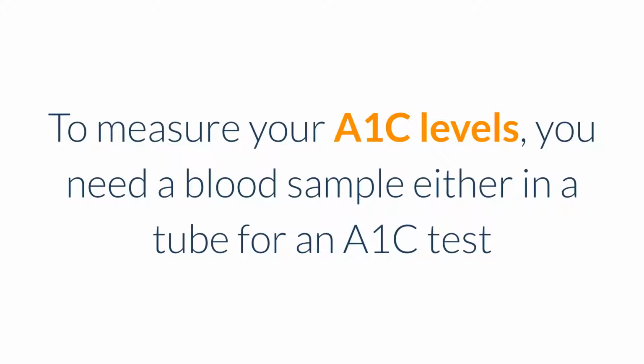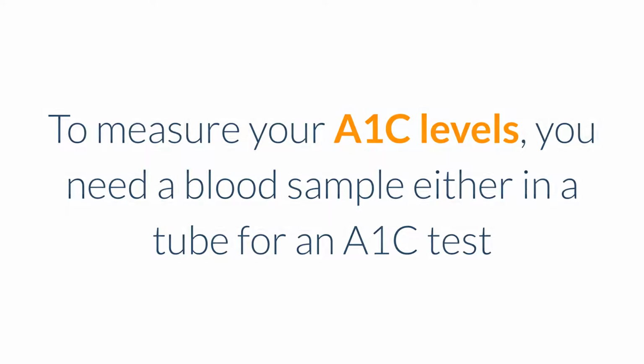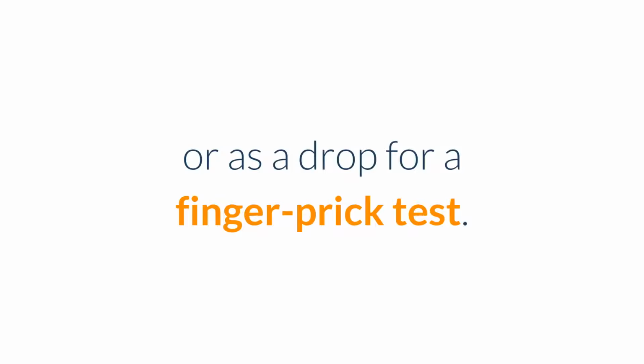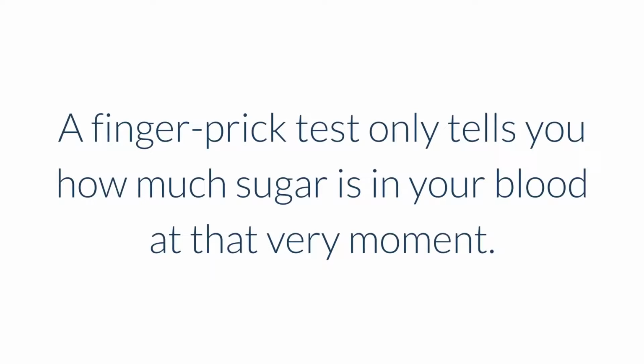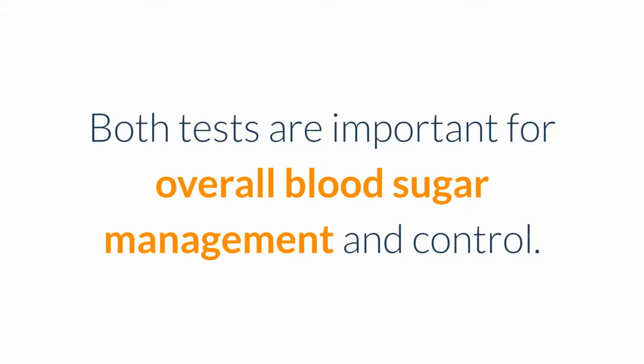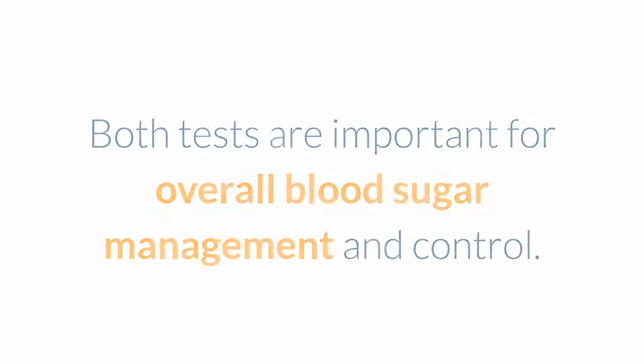To measure your A1C levels, you need a blood sample either in a tube for an A1C test or as a drop for a finger prick test. A finger prick test only tells you how much sugar is in your blood at that very moment. Both tests are very important for overall blood sugar management and control.